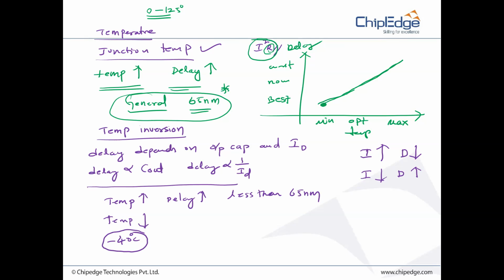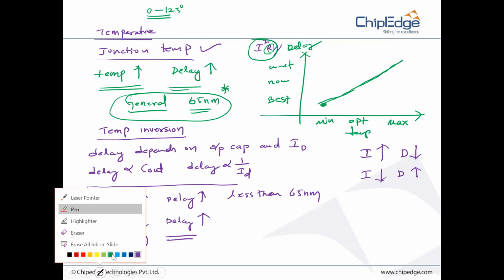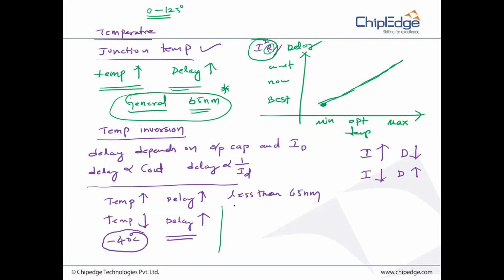Okay, fine. So at minus 40 degrees Celsius, that means your delay increases. This is what is your temperature inversion, right? Why does this happen? Geetika, why does this happen? Because of threshold voltage. But how is threshold voltage related to delay? Threshold voltage is related to temperature.